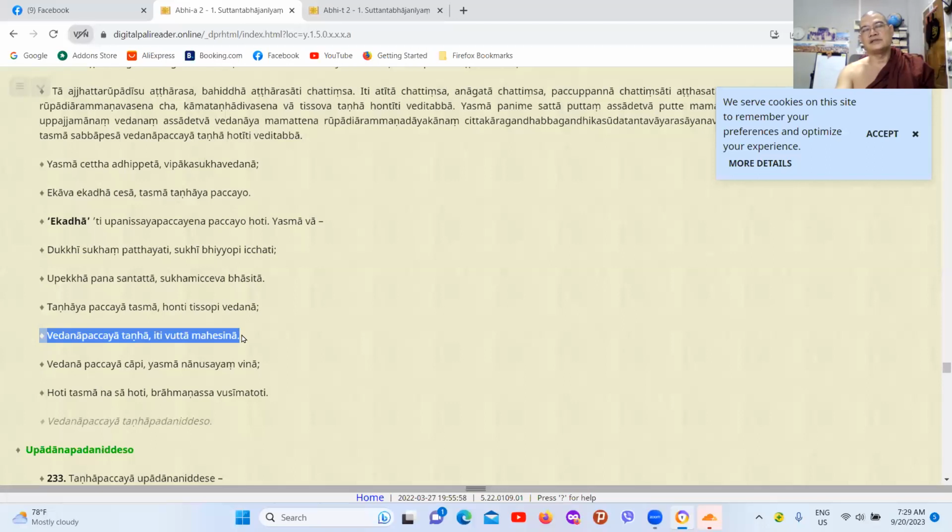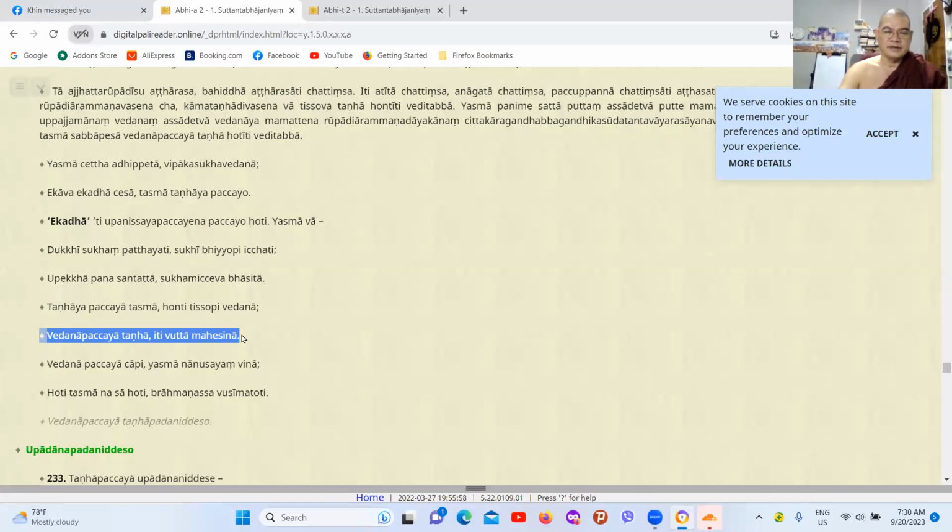So the kilesa, for the one who has no kilesa, let's see how this relation is working. Due to the vedana, even though vedana arises, tana may not arise here, except anusaya vedana. Due to vedana, tana may not arise except anusaya vedana.